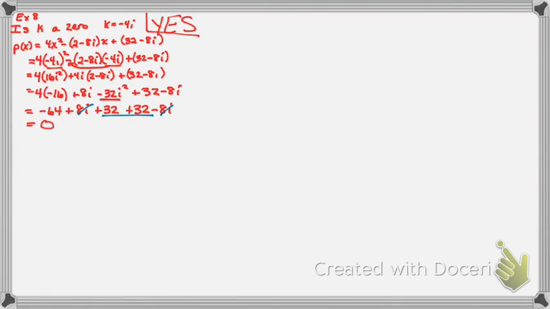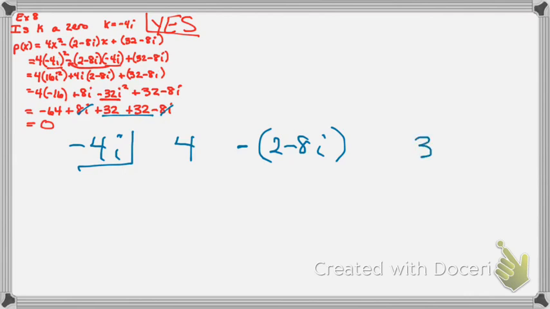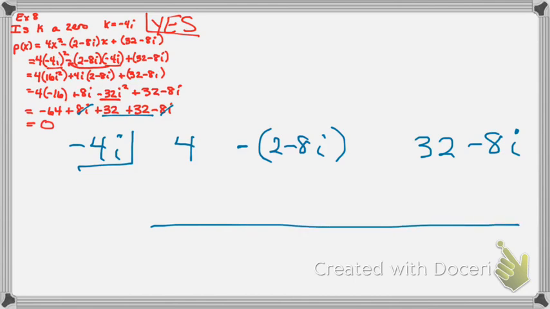Okay, synthetic division, what do I put outside in my little box? Negative 4I. Okay, what were my original coefficients? A 4. Then now you've got to be careful here. I have a negative sign and a parentheses with a 2 minus 8I. That's my next coefficient. And then my last coefficient is 32 minus 8I. Everybody okay with that? I had 3 coefficients, so I separated those 3 things.